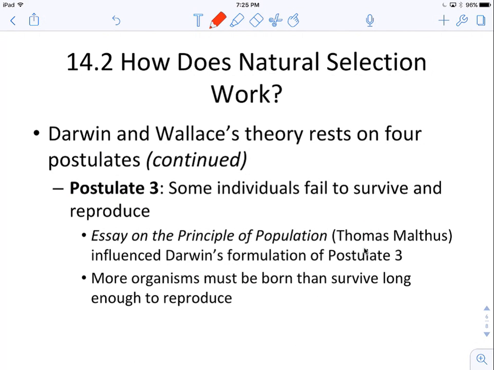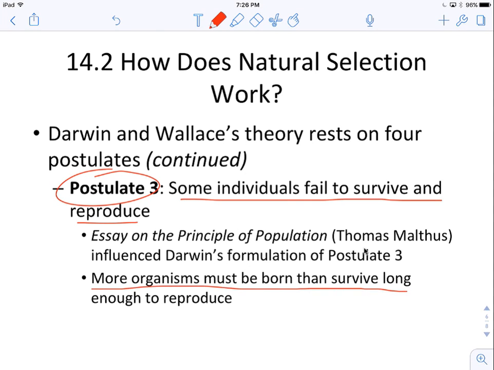Okay. Postulate number 3. Because of variations in environment or what have you, some individuals fail to survive and reproduce. So the individuals who do survive long enough to reproduce are the ones who actually pass their genes on to the next generation. So in order for this postulate to exist, though, basically more organisms are born than survive long enough to reproduce. Okay, so there's kind of some attrition.